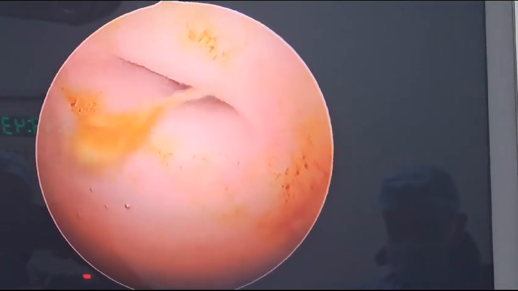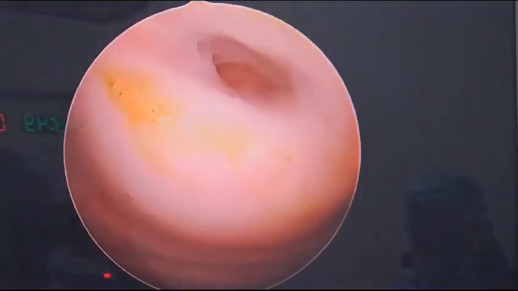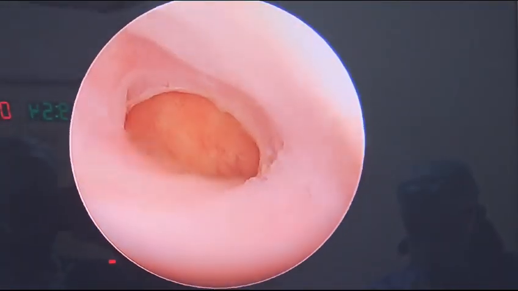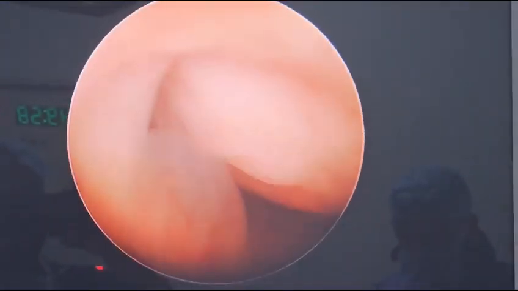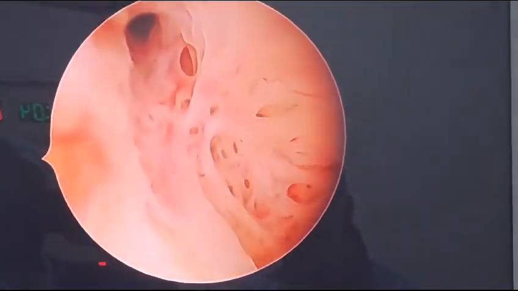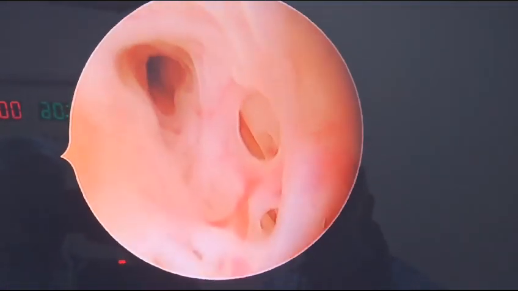External os can be seen clearly. So this is the external os. We'll try to negotiate this easily. We are able to negotiate it, and now we are in the cervical canal. The cervical canal looks normal in appearance. So this is the level of internal os.